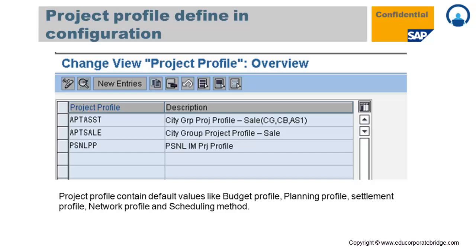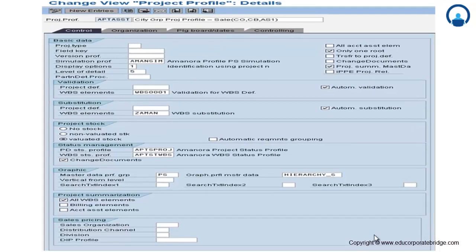So let us see what kind of fields are set in the project profile. This is the project profile control tab information. This is the first tab where you can set the simulation profile. A simulation profile is nothing but a snapshot of that particular project, where you can capture the planning, budgeting, scheduling and actual cost, which can be configured in the simulation profile. So all these values get captured in the simulation profile.